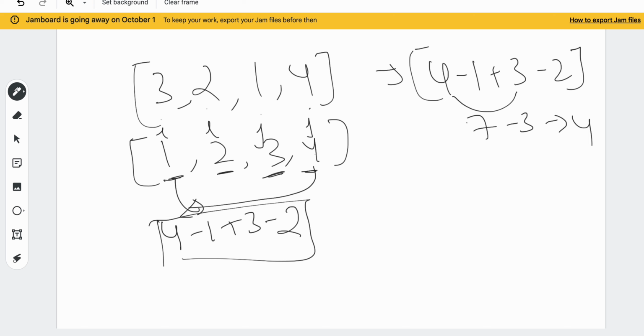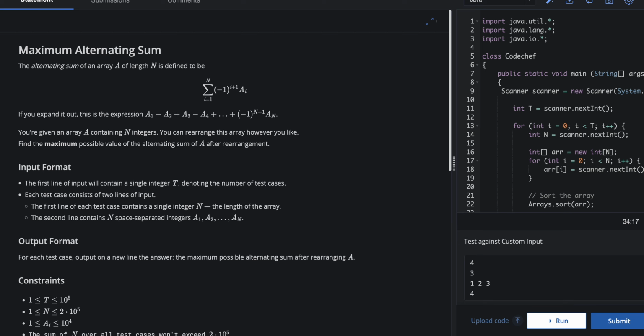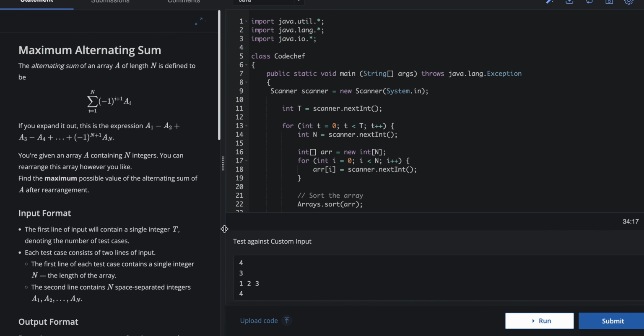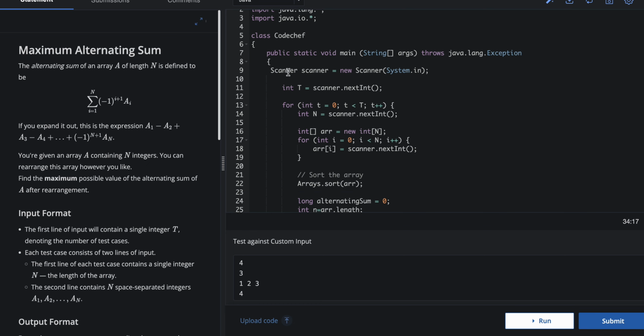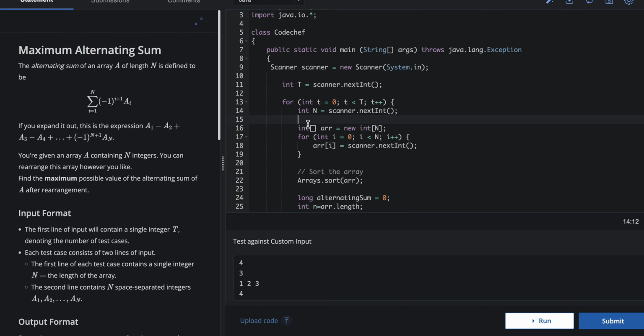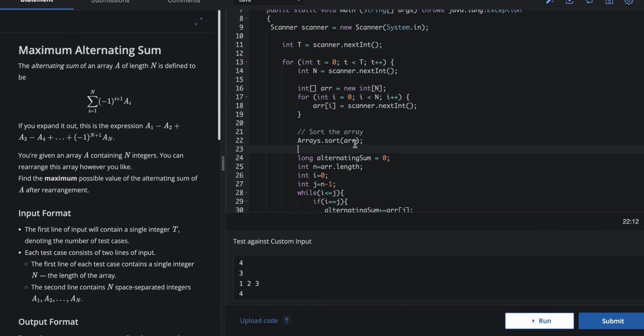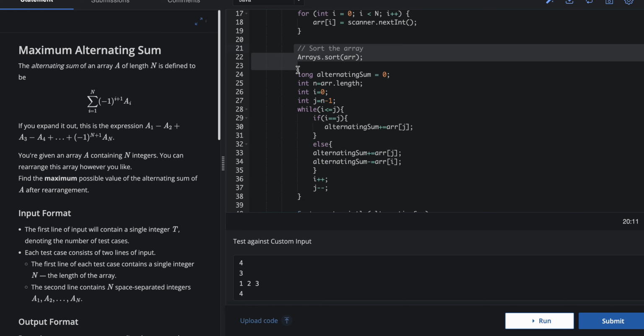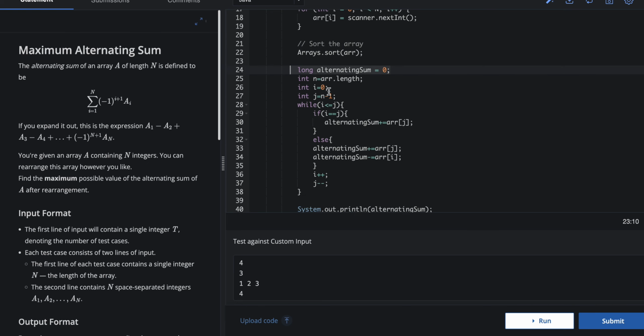Now friends, I will show you the code, how I have coded this question. You can see here I have taken a scanner as input, then t test cases as the input, then an array of n elements, right? Then I have sorted this array. After that I have taken one long variable, alternating sum. Then I have taken two pointers i and j. i is equal to 0 and j is equal to n minus 1, right?